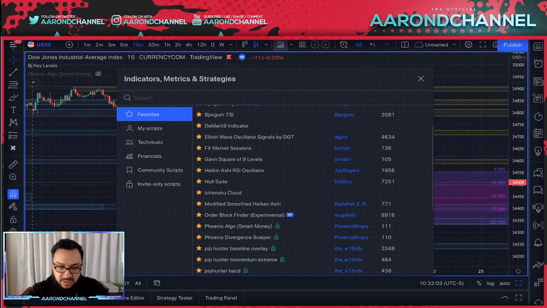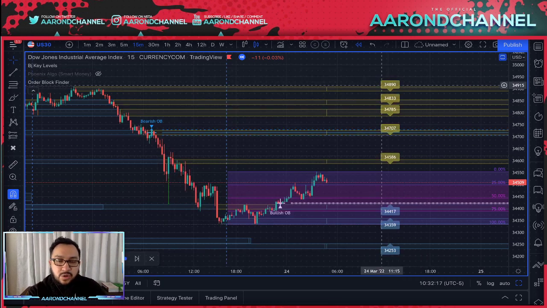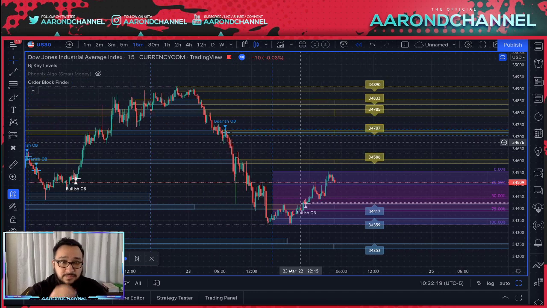So you go to search and type order block finder, and you'll see the number is 8918. That's how many people have added it to their chart. Put a star by it, throw it on the chart, and see what kind of order blocks are being printed.